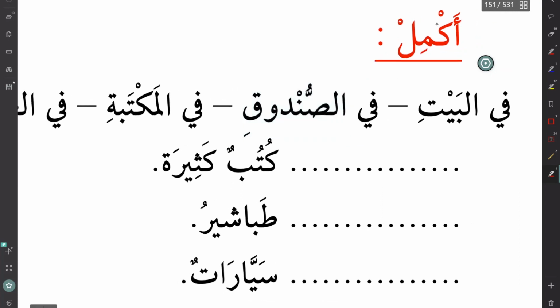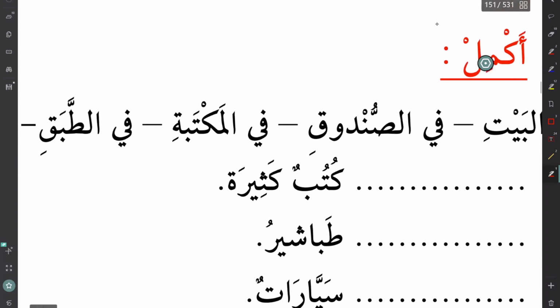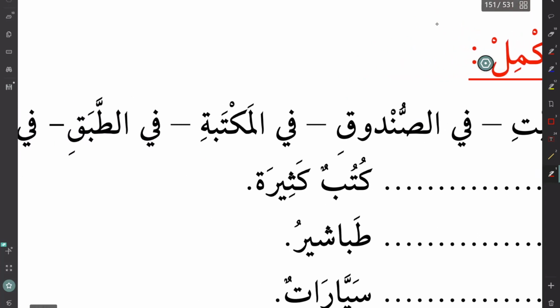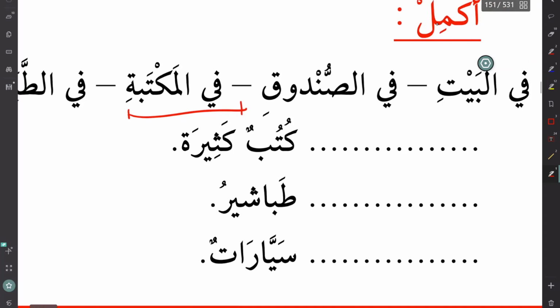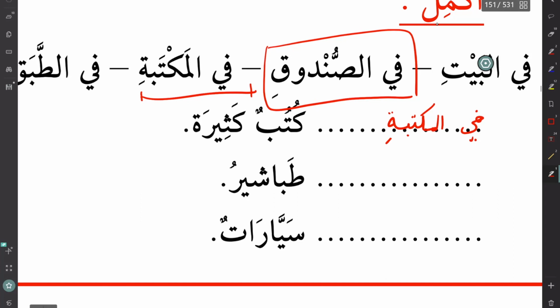Jayyid. So where do we find lots of books? Fil bayti, fil sunduqi, fil maktabati. Probably that's the word, fil maktaba, in the library. Okay, so you can say fil maktaba. Okay, fil maktabati. Okay, so the next one is tabashir.